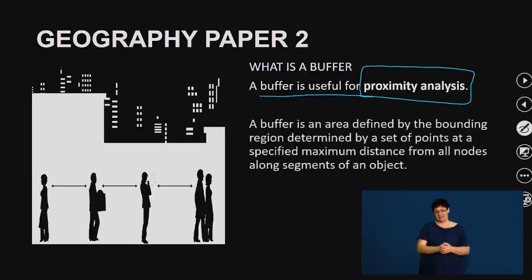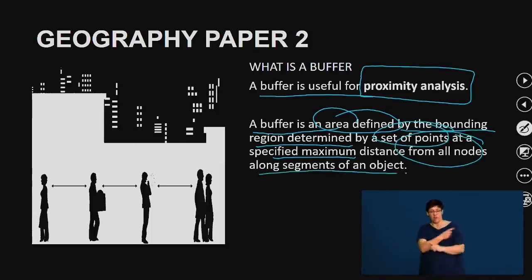Let's make that into simple language. A buffer is an area that is defined by bounding a region determined by a set of points at a specified maximum distance from all nodes along segments of an object. Let's look at this diagram and understand it. Here's one point, here's another point. Between these 2 points is a distance. That distance is called a buffer. It's a means to separate 2 different points.